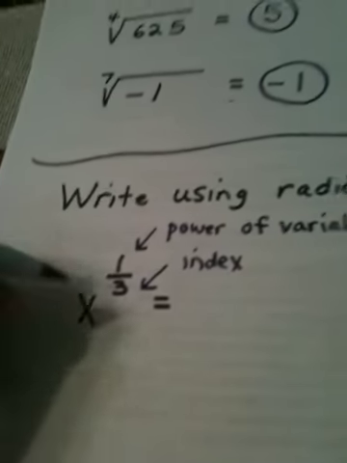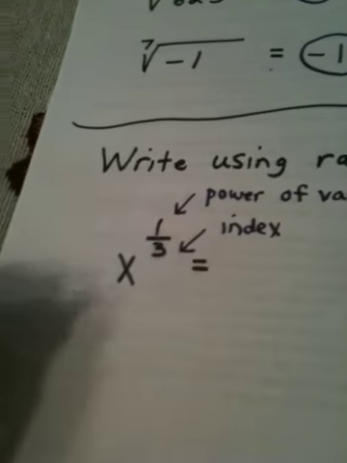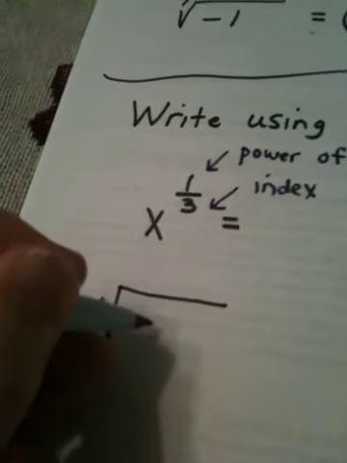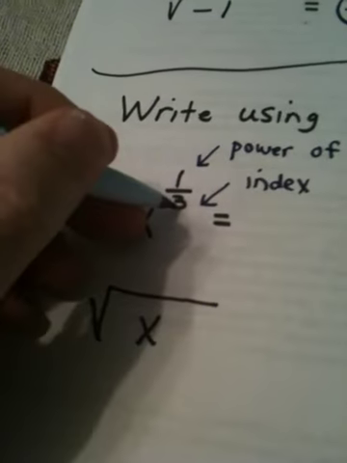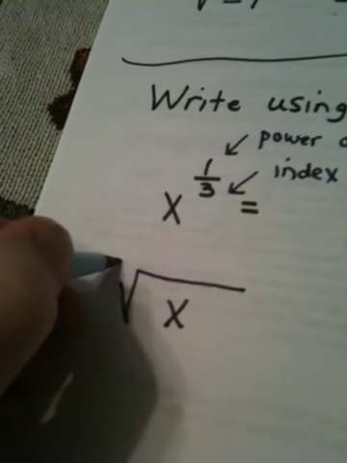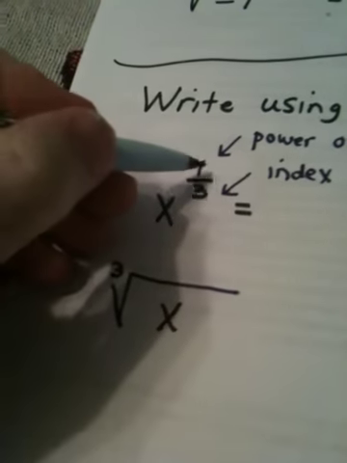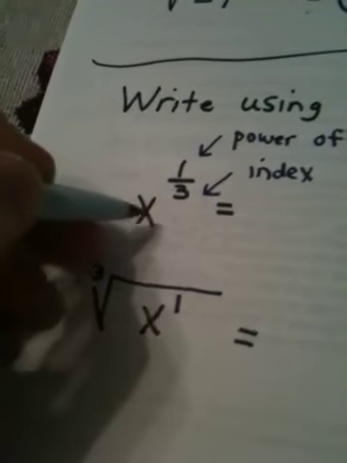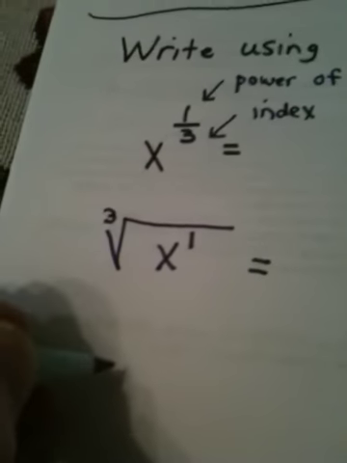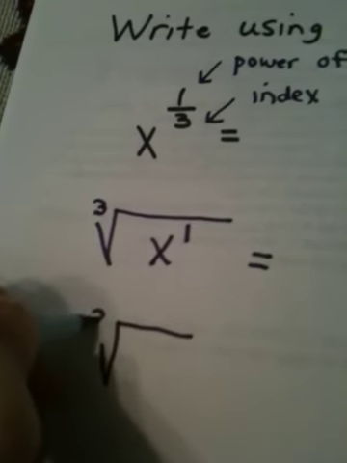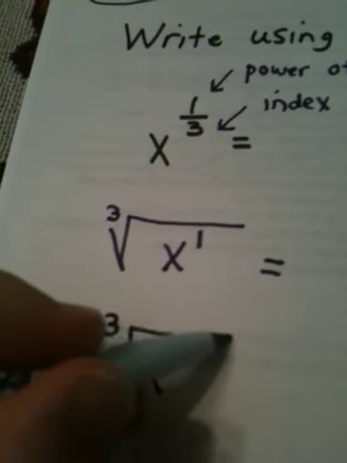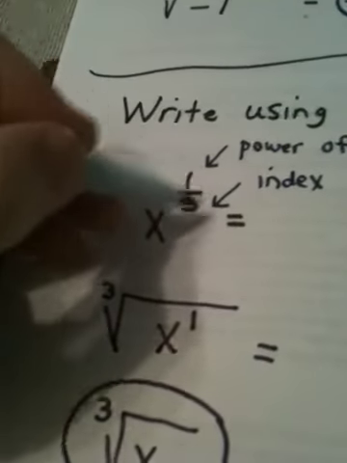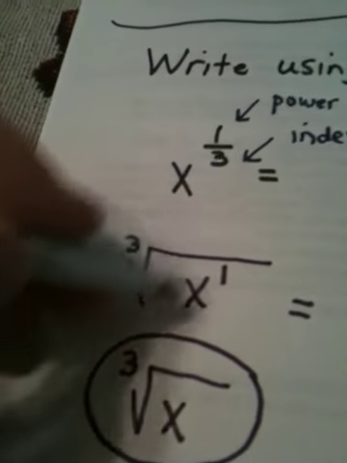So, if I'm rewriting x to the 1/3 power, I put a radical sign. X goes under the radical. 3 becomes my index, and 1 becomes my power on the x. So x to the 1/3 power is really the cube root of x. Anytime you see fractional powers, you are seeing radicals.